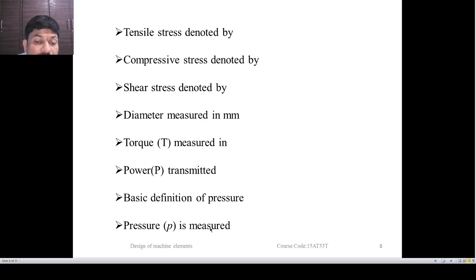So we use the basic definition: pressure is equal to force or load divided by the cross sectional area. Rearranging the terms, force or load is equal to the cross sectional area into the pressure, which gives the load acting on the system. Usually the pressure P is measured in Newton per meter square, which is Pascal, bar, and Newton per mm square. These are the units and conversions we have covered. Now let us move on to some problems.